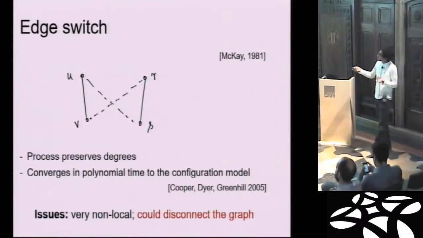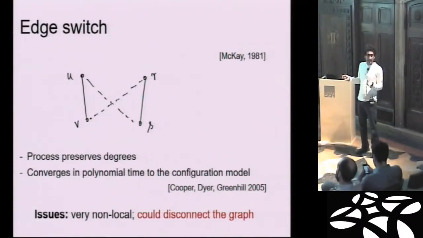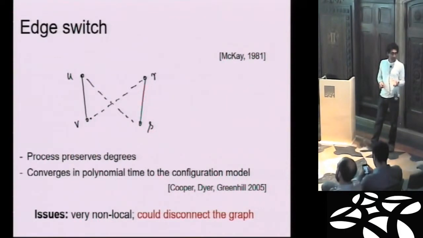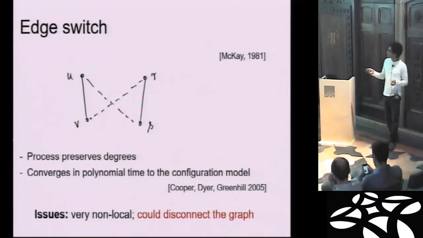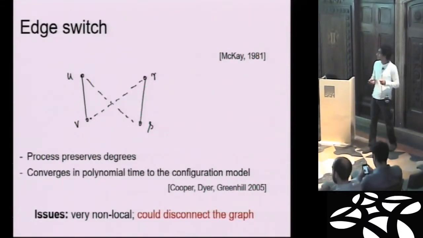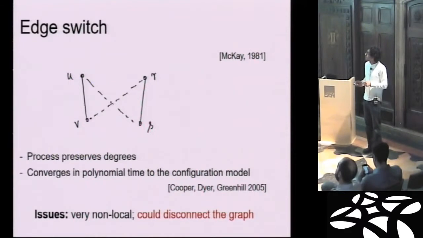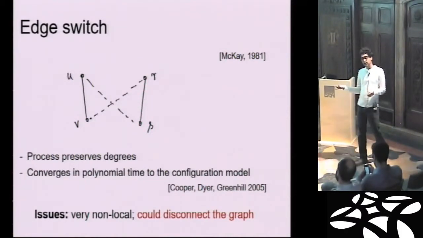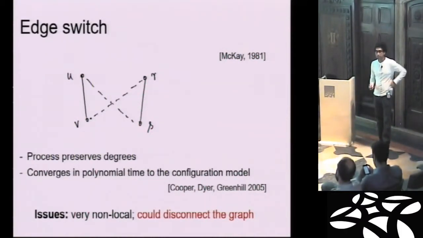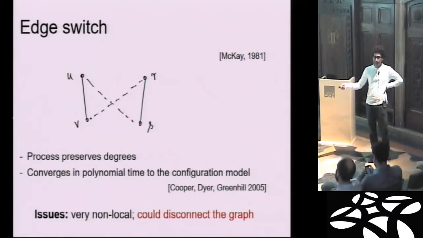And also this process could end up disconnecting the graph. And in some applications you might want to actually sample, you want to actually get a random connected graph. So for these kinds of applications this process doesn't work. I mean, preferably you want to be connected at all times, although you actually care about just the end, because you want to generate some random thing.